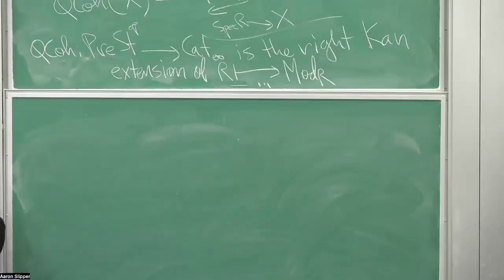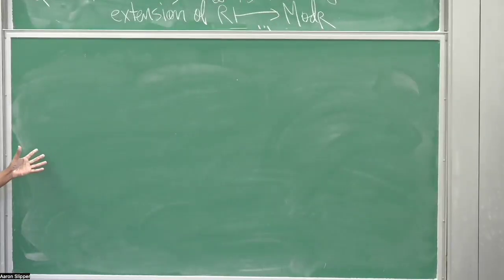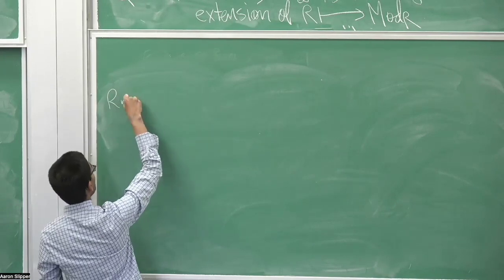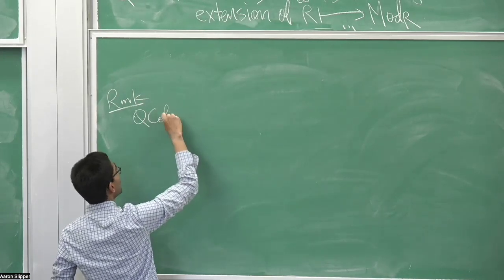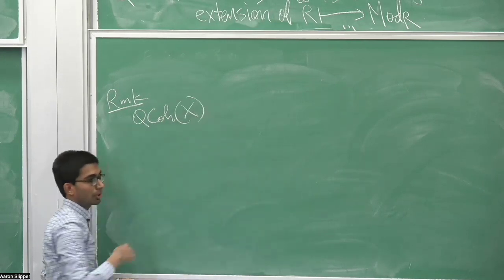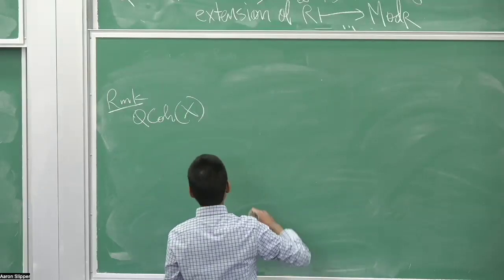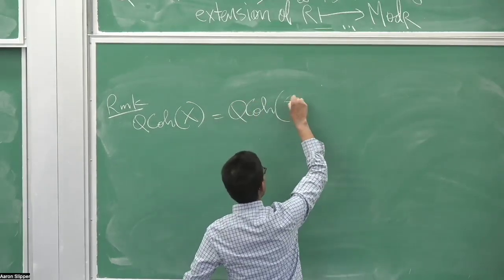So a remark is that basically by this theorem of flat descent, the notion of quasi-coherent sheaves only depends on the underlying stack. So the remark is that QCoh of X is defined for free stacks, but it's an invariant, it factors through the stackification. QCoh of X equals QCoh of the stackification.